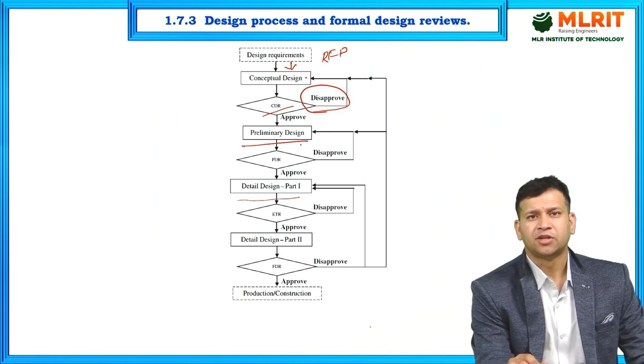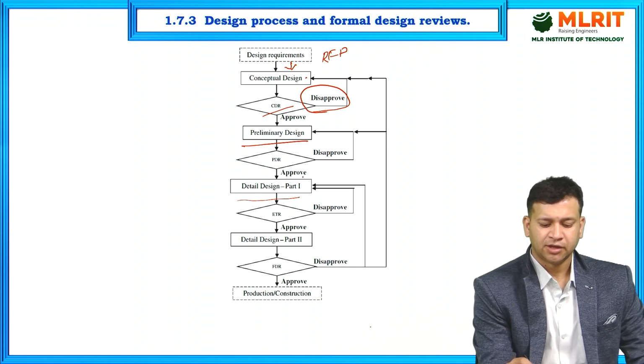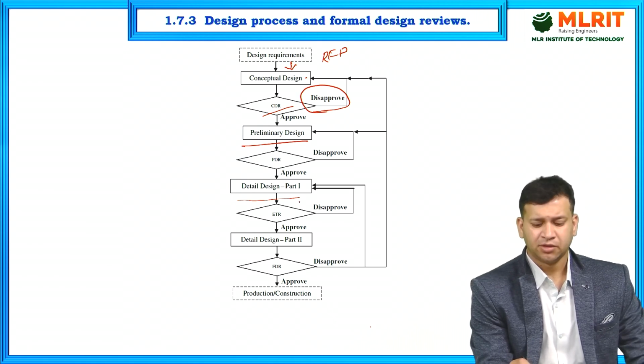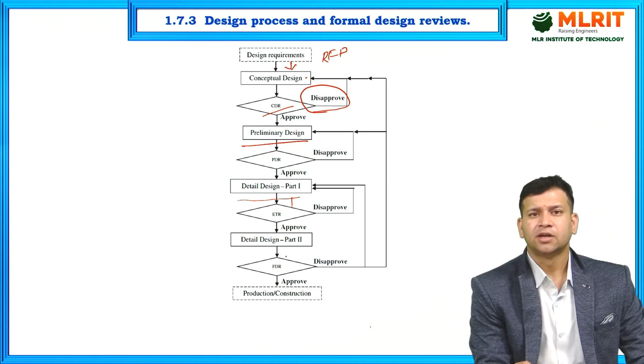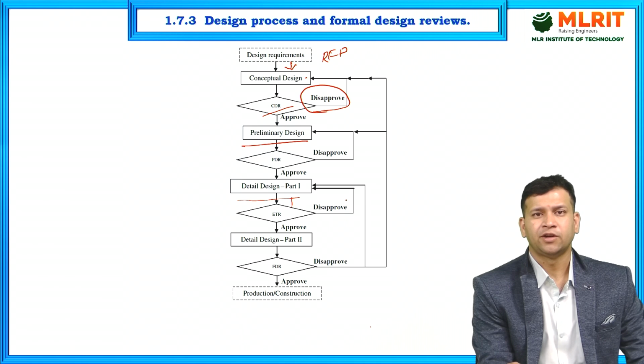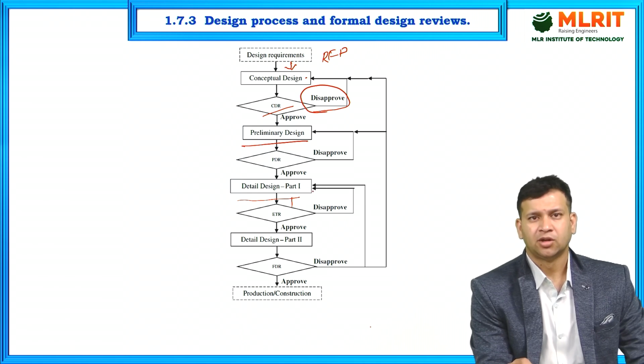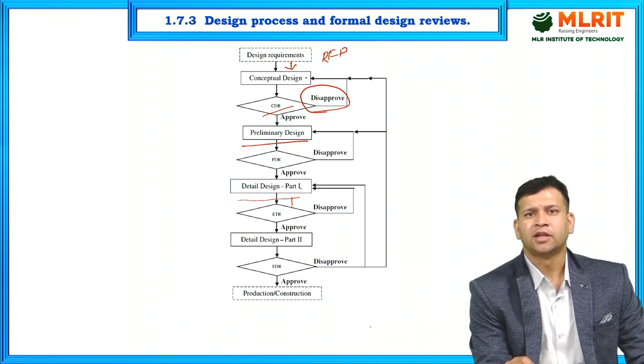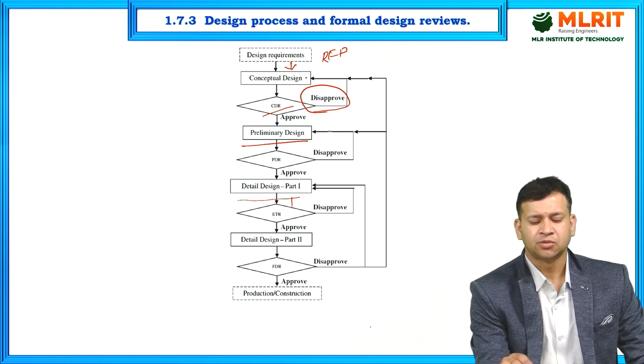Based upon the feedback, the team in preliminary design will decide whether to modify at this stage, or they'll send it back to the conceptual design team. Again, after this PDR is done, it goes to detailed design part 1, and then it goes to the ETR. If the ETR approves, it goes to detailed design part 2, else with the feedback it is sent to detailed design part 1. Again the team will work on it, and if it is sorted at this stage, they will modify it and send it back to the ETR for further verification and approval. Else, if it is not sorted here, then they will send it back to the preliminary design phase.